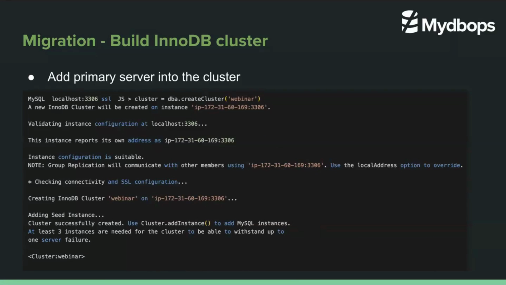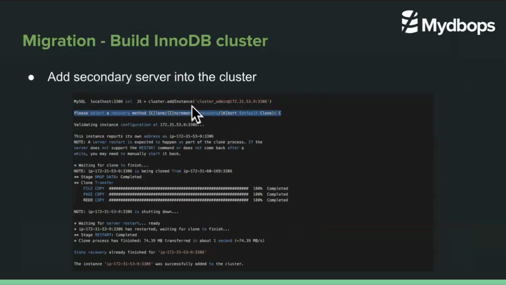The next step is to add the nodes to the cluster. How can we add this? We need to fire the add instance command with the cluster admin and the corresponding IP of the server that needs to be added as the secondary one. This command needs to be fired on the primary node. By firing this command, it will add the secondary server to the cluster. So this is the command for it.